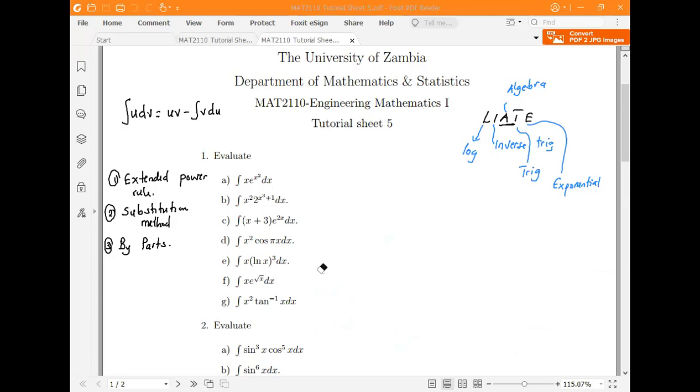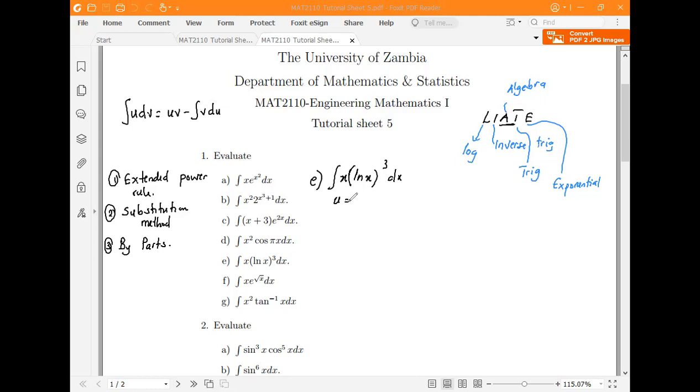So we go to E. So E, we're integrating ln x to the power 3 dx. Can we use by parts here? I mean, can we use substitution? How? We cannot because the derivative of ln x is not x. And look, there is ln x as a power. So let's go straight into by parts.